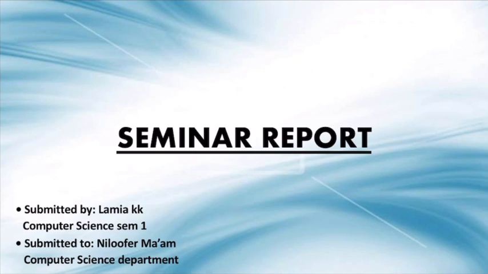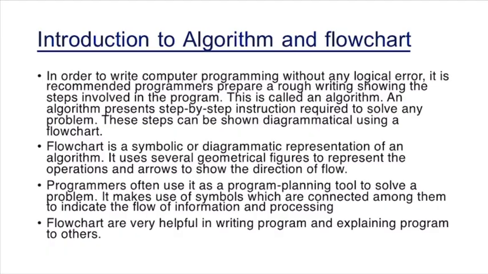Today I'm going to talk about program properties of flowchart symbols for designing application programs. In order to write computer programs without any logical error, it is recommended that programmers prepare a rough writing showing the steps involved in the program. This is called an algorithm. An algorithm represents the step-by-step instructions required to solve any problem. These steps can be shown diagrammatically using a flowchart.